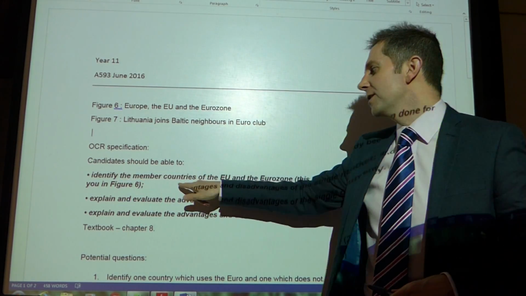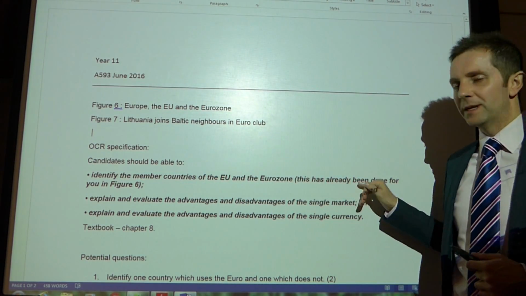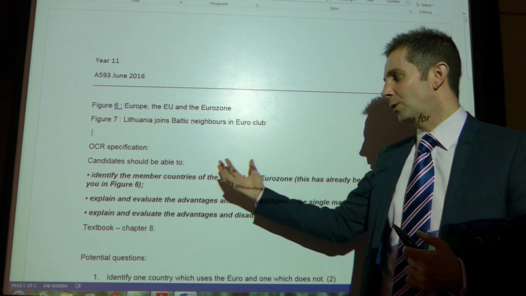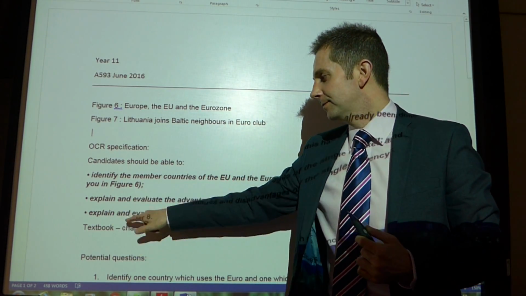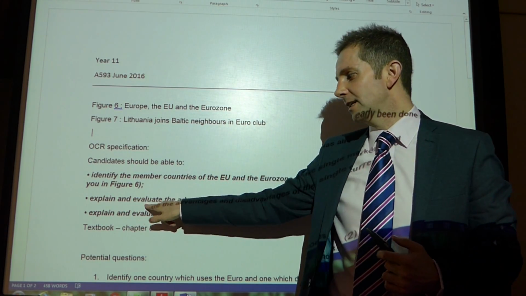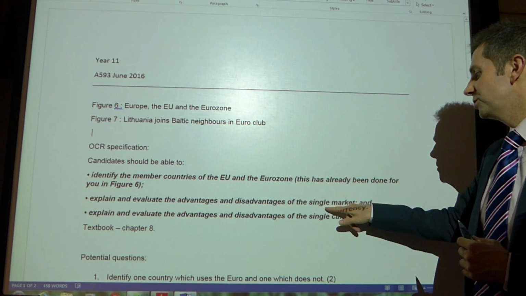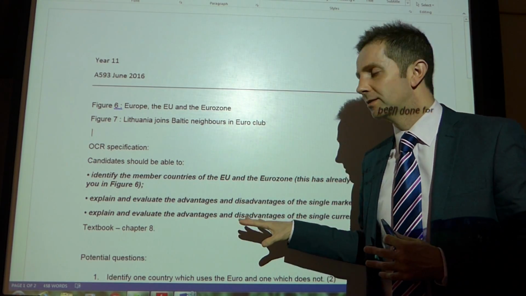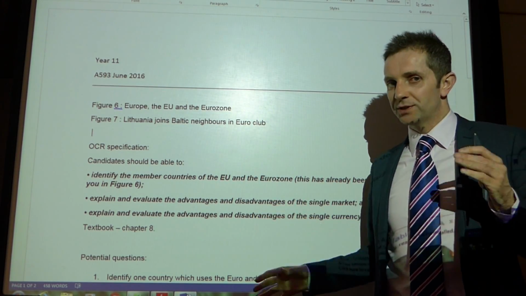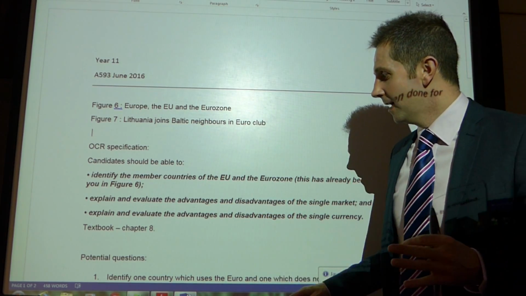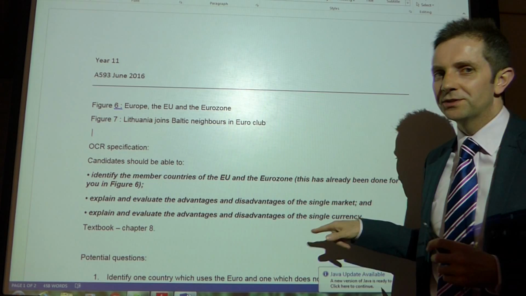Number 1, identify the member countries of the EU and the Eurozone. This has already been done for you in figure 6, so it's just a question of lifting that out. Explain and evaluate the advantages and disadvantages of the single market. So that is one potential discussion question. And then explain and evaluate the advantages and disadvantages of the single currency.